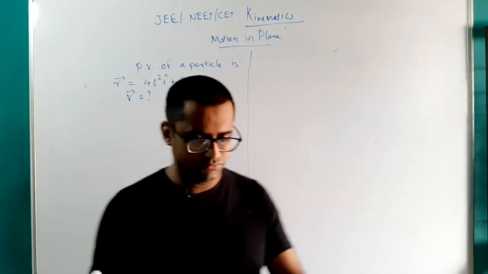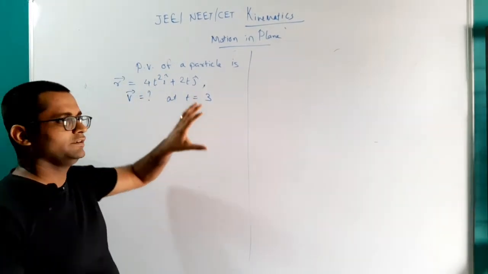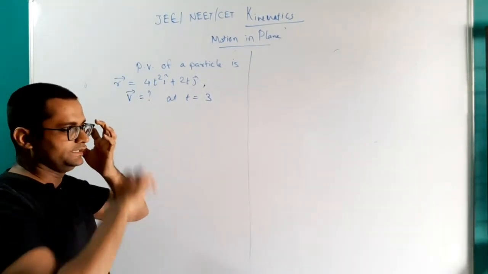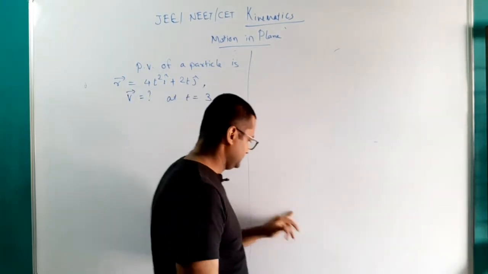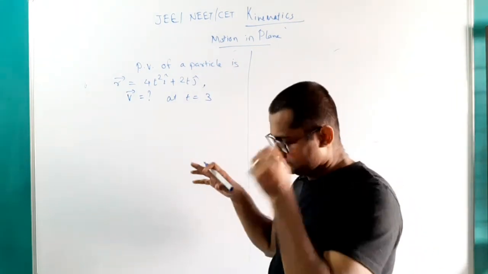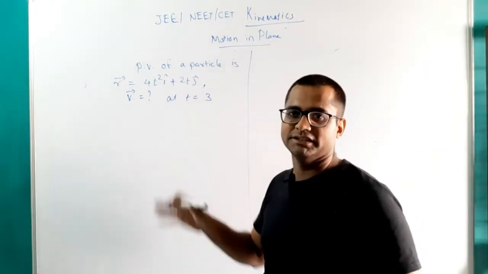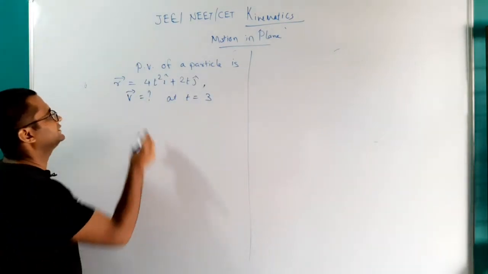So there are two methods to solve this question. One method is to separate the x component and y component and then combine them at the end. And the second method is the direct vector method. It is very easy to solve this in the scalar method, but it is lengthy. So we'll deal with the vector method here.